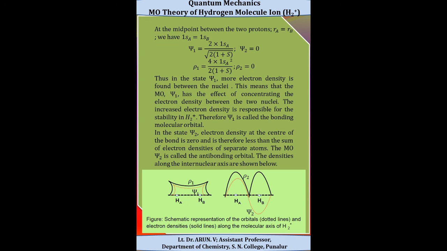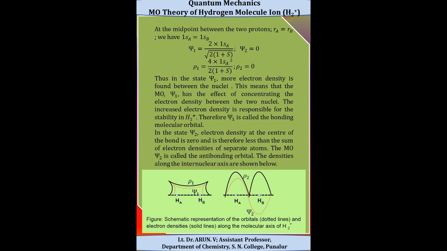Thus, in the state psi1, more electron density is found between the nuclei. This means that the molecular orbital psi1 has the effect of concentrating the electron density between the two nuclei. The increased electron density is responsible for the stability of H2 plus. Therefore, psi1 is called the bonding molecular orbital. In the state psi2, the electron density at the center of the bond is 0 and is therefore less than the sum of the electron densities of the separate atoms. The molecular orbital psi2 is called the antibonding orbital.